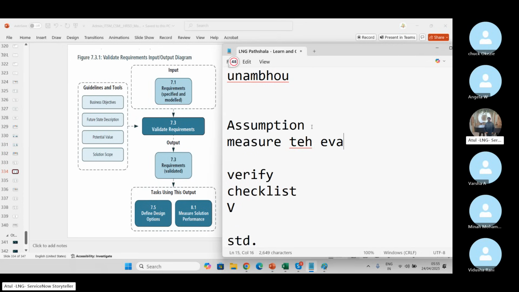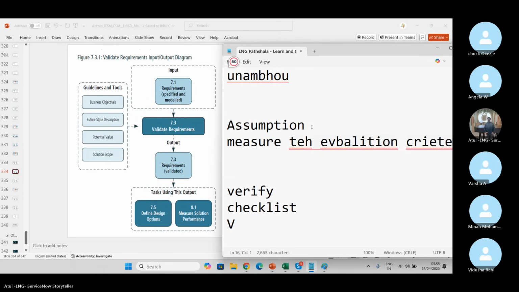The second point: measure the evaluation criteria. It means that you know the expected benefit of this particular requirement in the future state, but you need to verify how you're going to evaluate that. Like Sharmila says, Atul, non-functional requirement, how are you going to evaluate that? For that, I have to build the KPIs. This is what the validation part says.